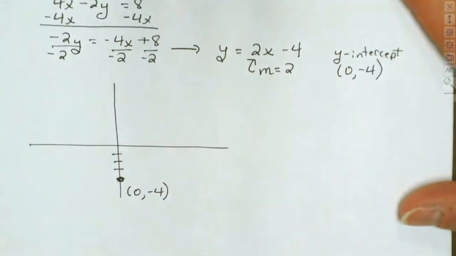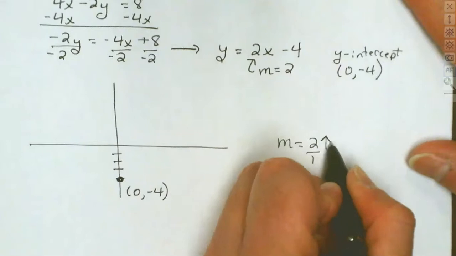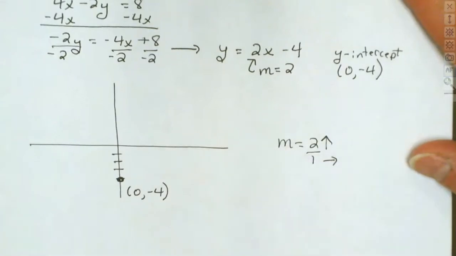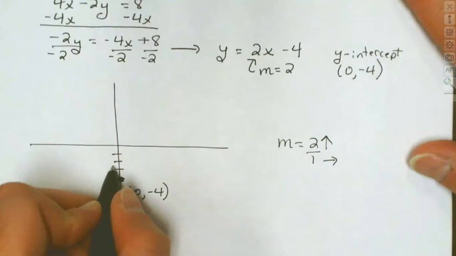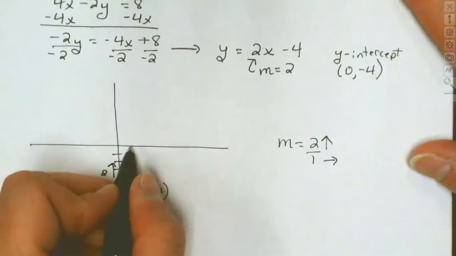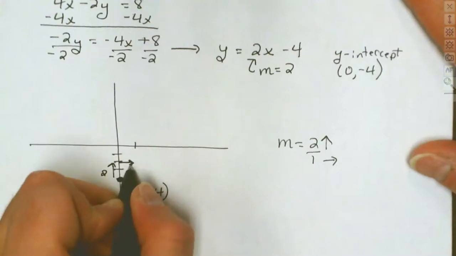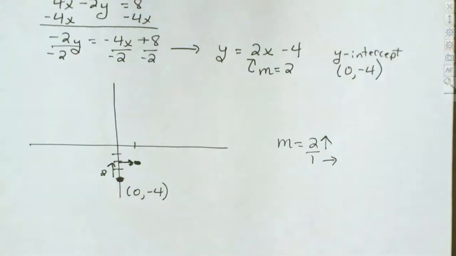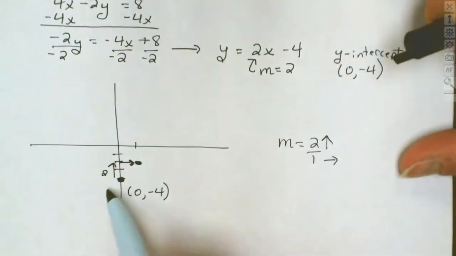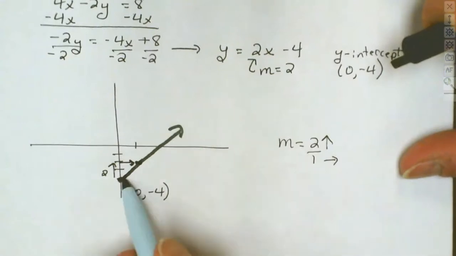And then from that point, our slope is 2 over 1. So we go up 2 and over 1 from this original point right here. We go up 2, and then we go over 1 unit. And that makes our new dot. Connect them together with a solid line in this case.